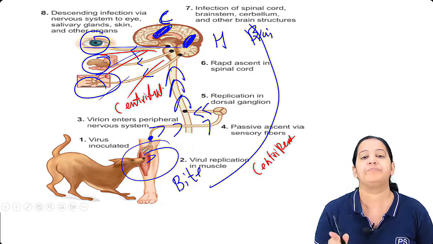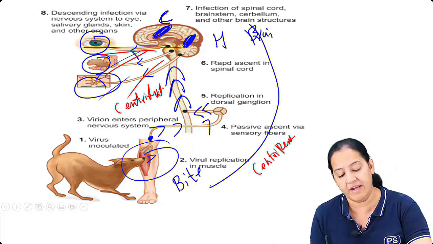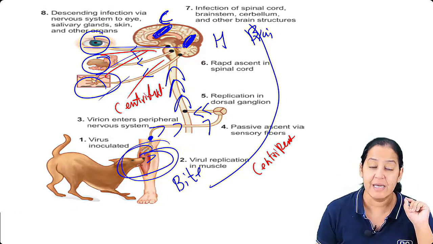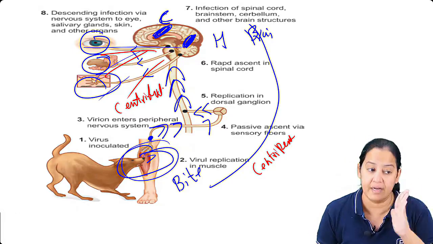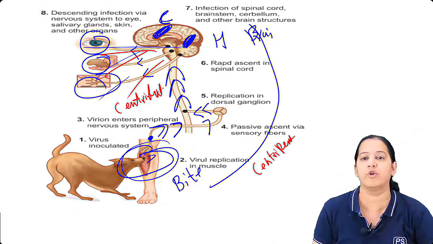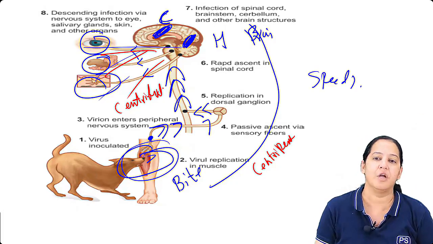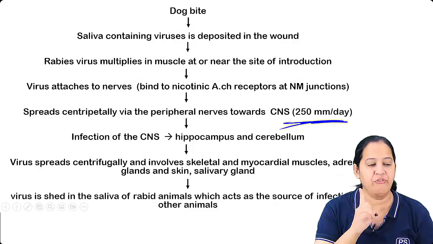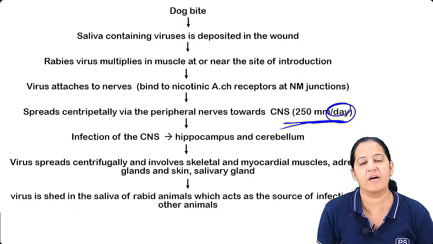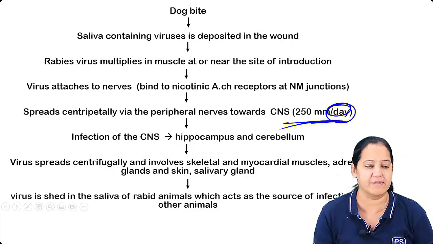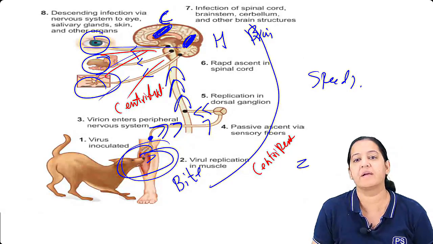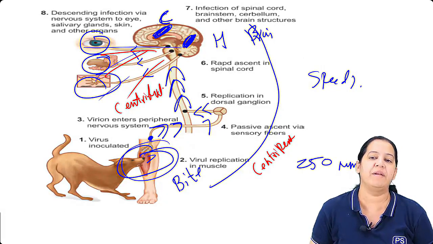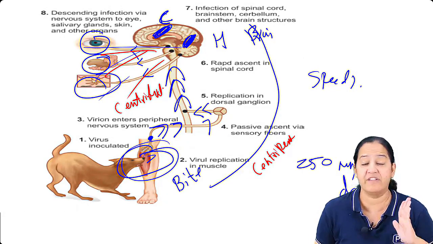Everyone got it? Listen, I told you whenever the dog is biting, the virus starts to ascend upward, upward, upward. You must ask me, ma'am, what is the speed of ascent? Daily, the virus goes 250 millimeter upwards. 250 millimeter in one day. How much will it go up in 24 hours? Just 250 millimeter. Learn the speed: 250 millimeter per day. This is the speed at which the virus is ascending.